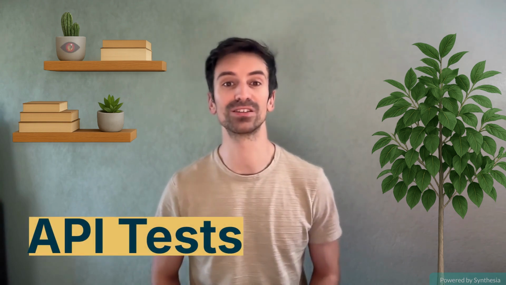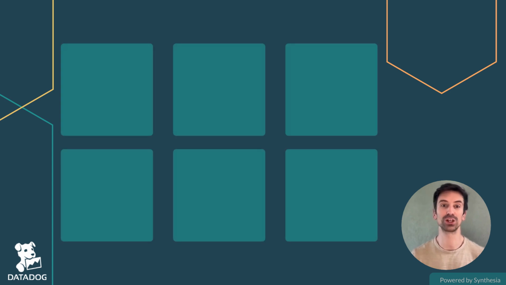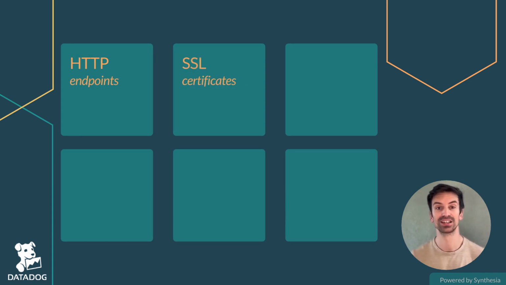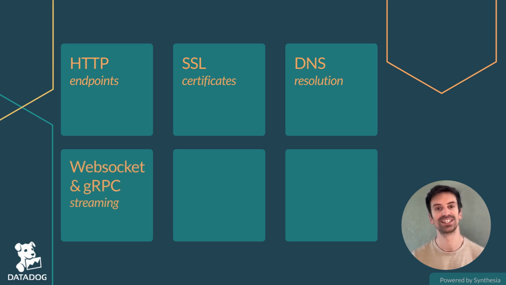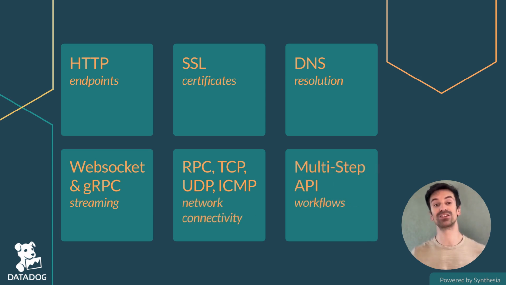Let's walk through API tests to start. Datadog offers multiple single request subtypes: HTTP for testing endpoints, SSL to check certificates, DNS to test resolution, WebSocket and gRPC for streaming, and RPC and TCP, UDP, ICMP for network connectivity. And when you need workflows like add to cart checkout, you use multi-step API tests.